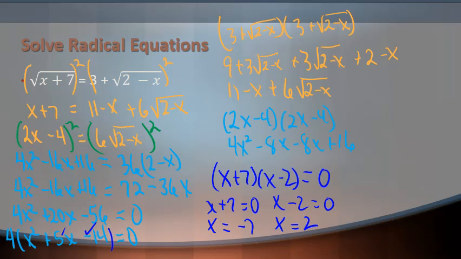But I'm not finished. I've got to now plug in negative 7 for x into the original equation, and then turn around and plug in 2 for x into the original equation, and see if both of them come up with a valid solution. But I don't have enough room on this slide to do that, so I'm going to save it for the next slide.